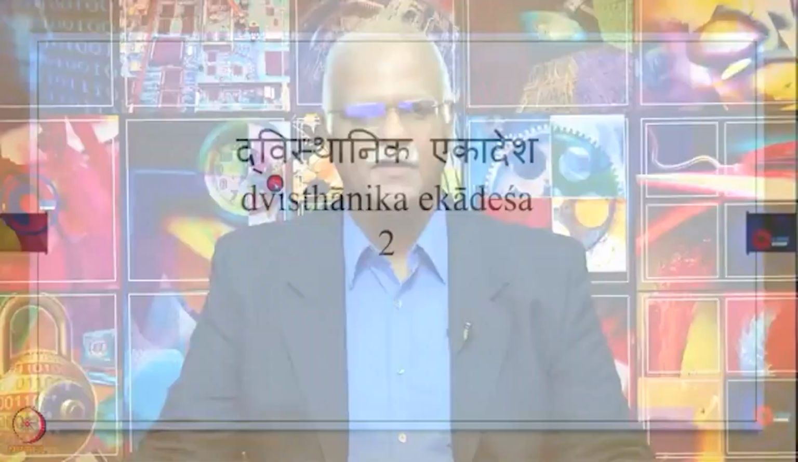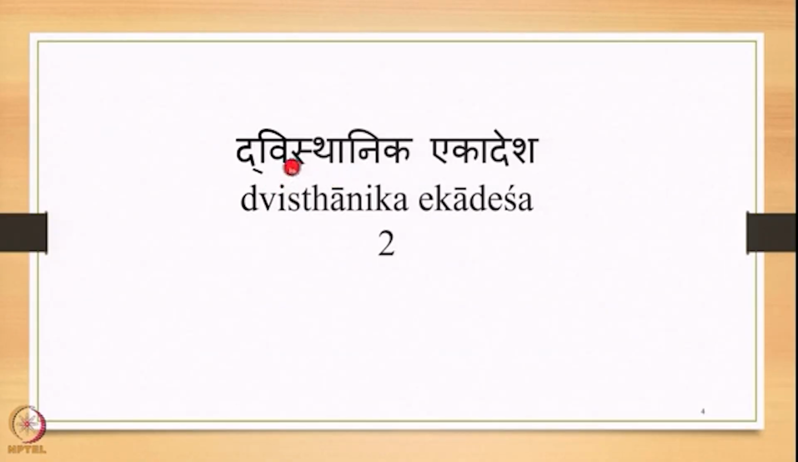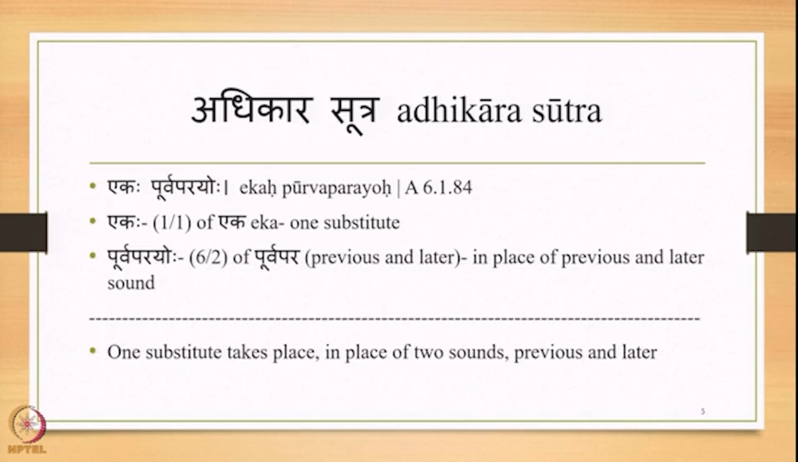Coming back to the Dvisthanika Ekadesha. This is different than the earlier one because here there are two substituents, Dvisthani, and one substitute that replaces both these substituents, Dvisthanika Ekadesha. This is stated by the Adhikara Sutra Ekah Purva Parayoho 6.1.84, a very important Adhikara Sutra.